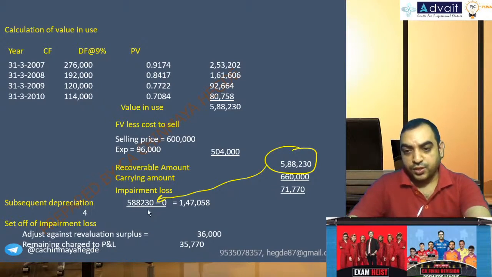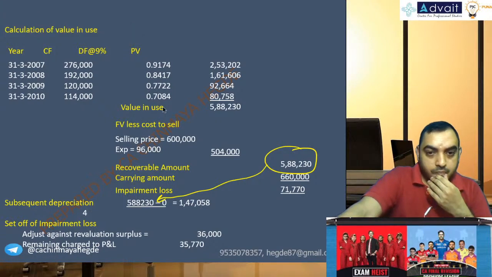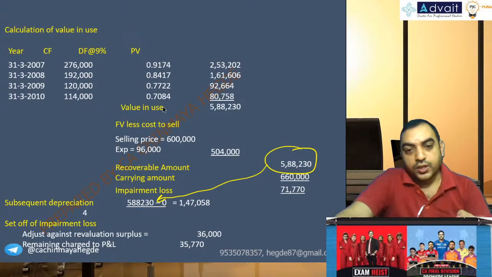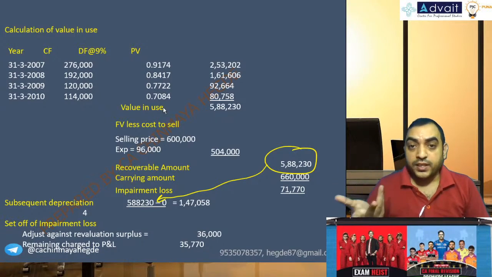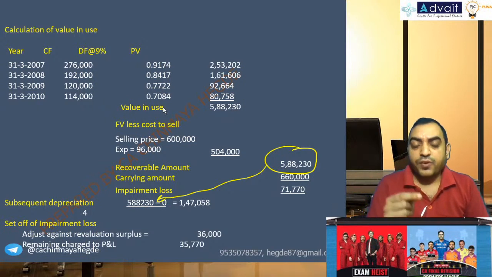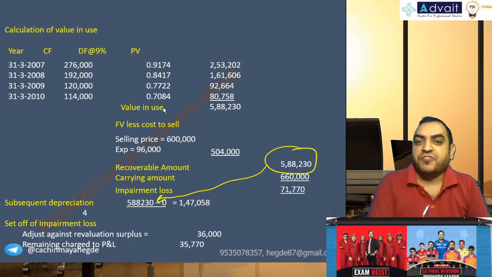Current year depreciation is given, so should we reduce it from 6,60,000? No, the carrying value of the asset itself on 31st March is 6,60,000. Carrying value at the end of the year means it is after depreciation only. Why will you subtract again? Carrying value on 31st of March means after depreciation.